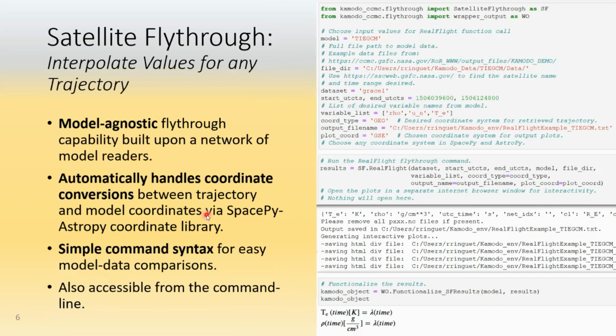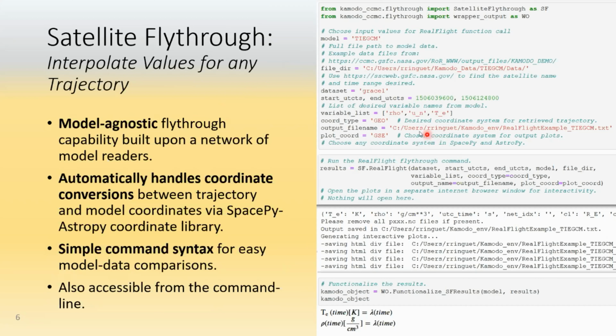Okay, now the satellite fly-through is a very nice capability that's built on top of the network of these model readers. And because it's built on top of that network, it's also model agnostic. It executes in the same exact syntax as with any other model. You choose the model string, you tell it where the data is, and then the rest of the variables depend upon what version of the fly-through you use. And I'll talk about those versions in a moment.